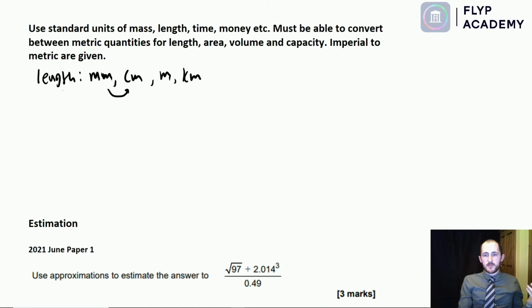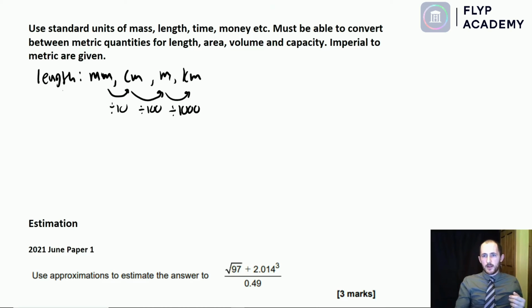Okay, so you should also know how to go between these. So how many millimeters in a centimeter? Well, it's 10. So you divide by 10. Centimeters to meters: there's 100 centimeters in a meter, so you divide by 100. There are 1,000 meters in a kilometer. Divide by 1,000. And you should be able to go both ways, convert between meters and millimeters and centimeters and kilometers and everything.